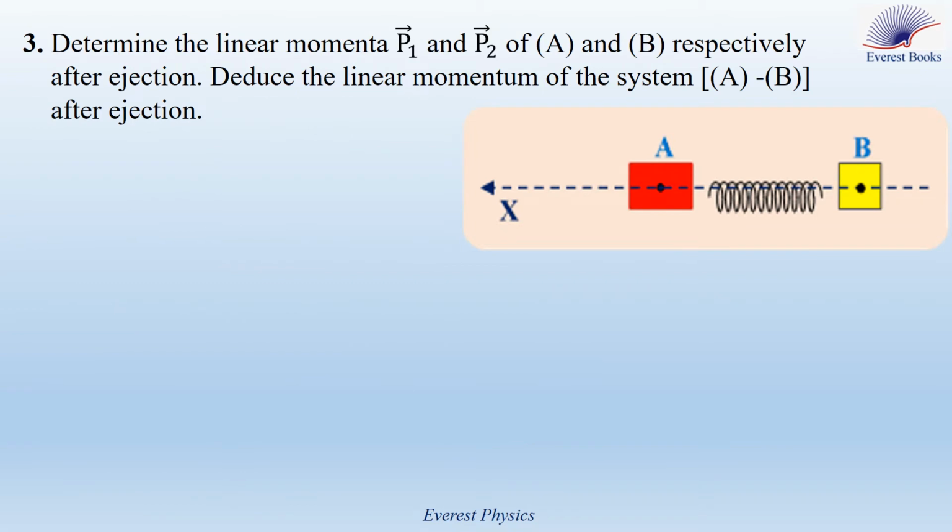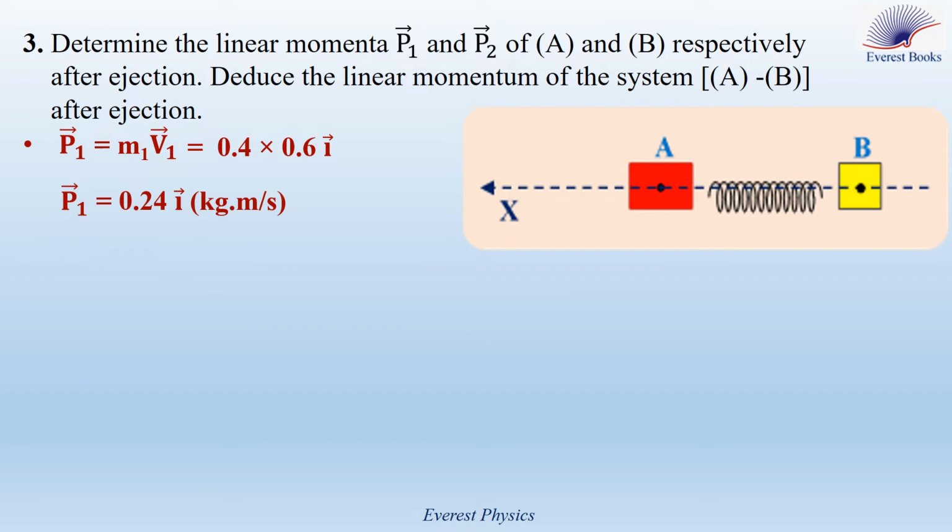Part 3. Determine the linear momenta p1 and p2 of A and B respectively after ejection. Deduce the linear momentum of the system AB after ejection. p1 is given by the formula m1 v1, where m1 is the mass of A and v1 is its velocity after ejection. Now, substitute for m1 equals 0.4 kilogram and v1 calculated in part 1, which is equal to 0.6 i. Finally, the linear momentum of A after ejection is equal to 0.24 i in kilogram meters per second.